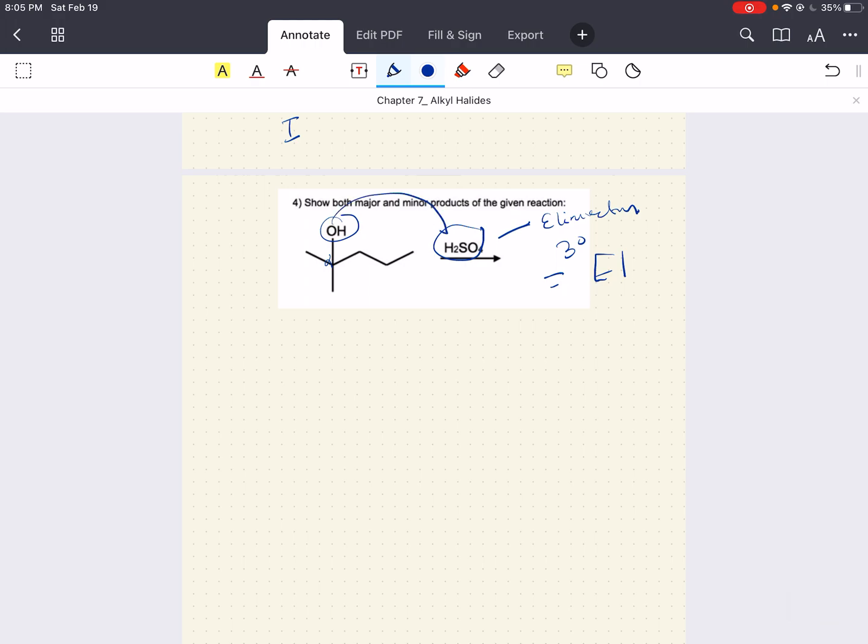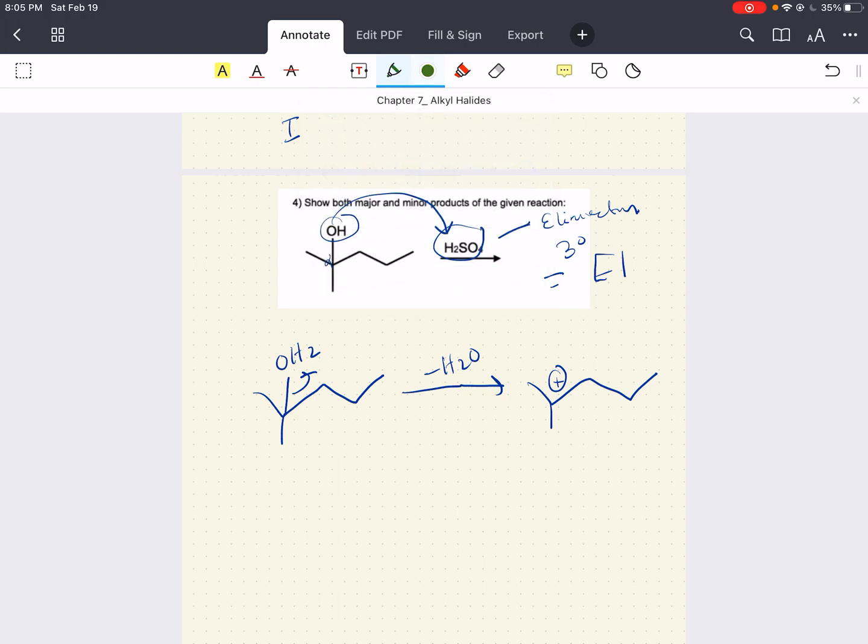So our alcohol steals that hydrogen. Fantastic, it's now water, and it's going to leave. Our water is going to leave, and so what we get now is a tertiary carbocation. Beautiful. Now we have beta positions.